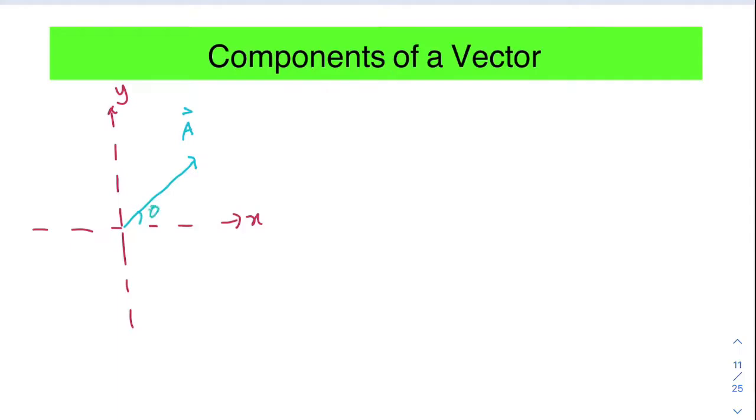Vector A, at a certain angle from the positive x-axis. What is the component for your Ax? Here, right? This is your Ax. Positive or negative? Positive. Why is it positive? Because it's pointing along the x-axis.